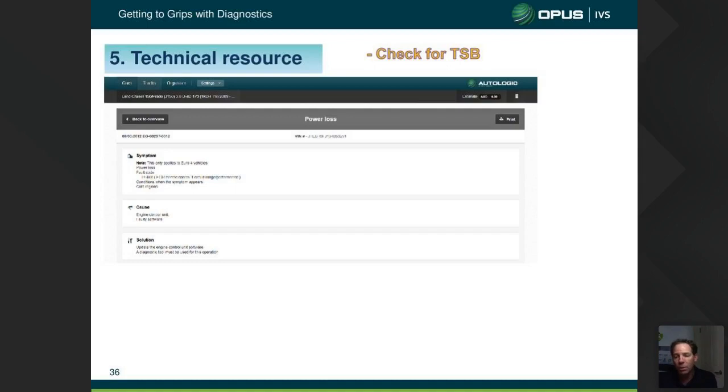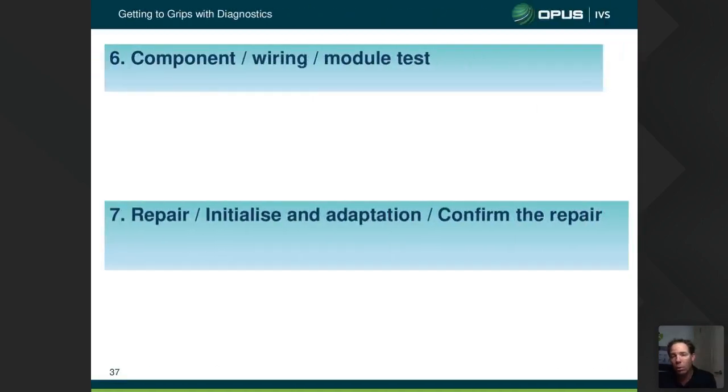But information, component wiring, module test, repair, initialization, adaptation, then confirm the repair. So this particular one, we must put software in the car, go for a drive, try and replicate the fault, test it on a cold day. Again, if it only happens when it's cold in Australia, you're probably only going to see this fault 6 months of the year in most of Australia. You're not going to see it the rest of the year. It's just not UK weather over here, unfortunately, or fortunately, I should say.